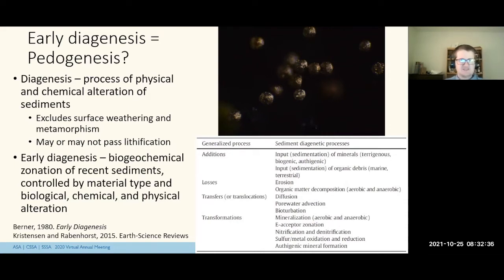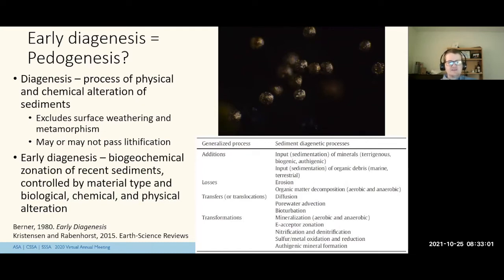Early diagenesis, though, is a more simply defined thing. Early diagenesis is a concept that's used more exclusively by people who study recent sediments, aquatic sediments, usually marine, and they're just looking at the biogeochemical zonation and alteration of those recent sediments controlled by the material type and the biological, chemical, and physical alterations going on there.